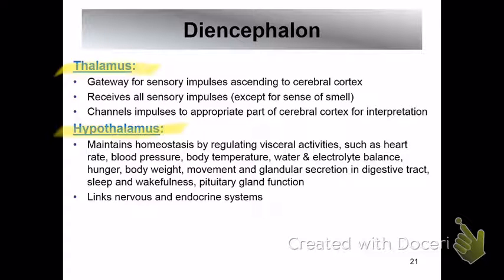Gateway for sensory impulse, ascending to the cerebral cortex, receives all sensory impulse. So when you see, it goes to the thalamus, and then the thalamus sends it to the appropriate place. The hypothalamus, all of that right there, the one you really want to know is nervous system to endocrine system. Okay, let me tell you what that first bullet means.